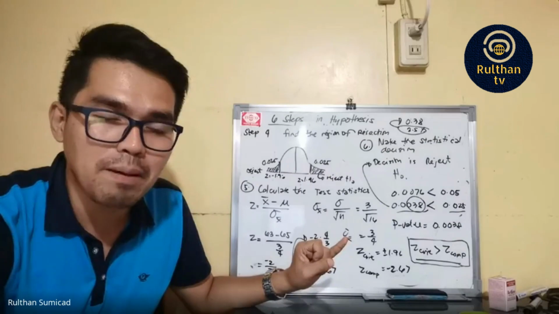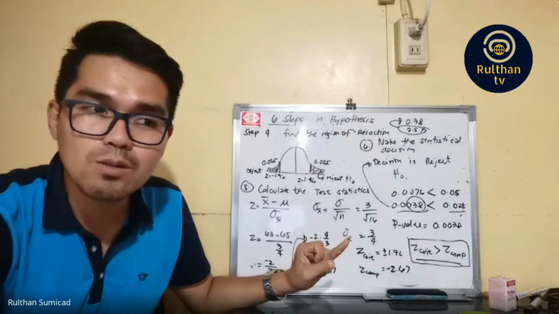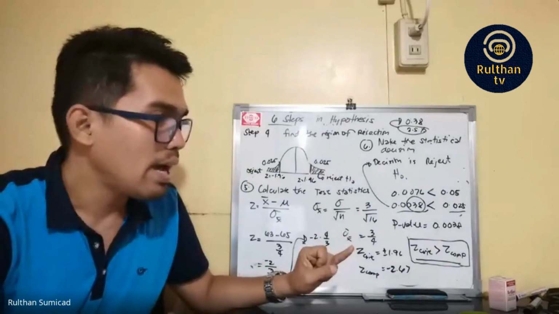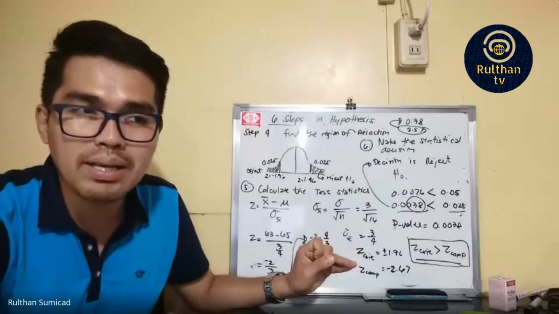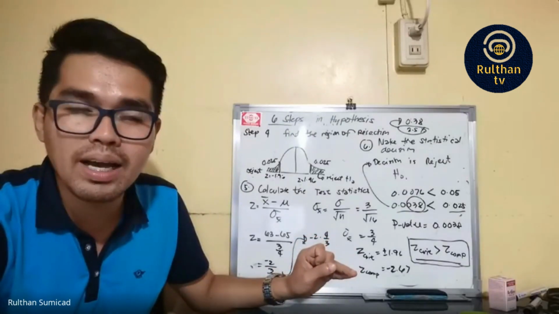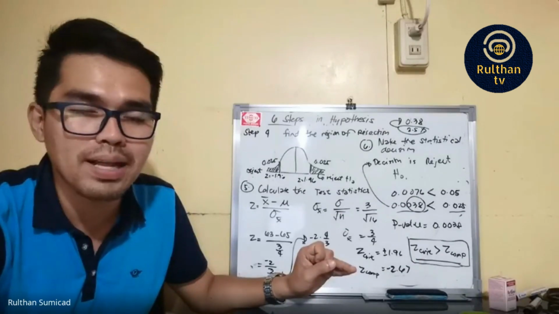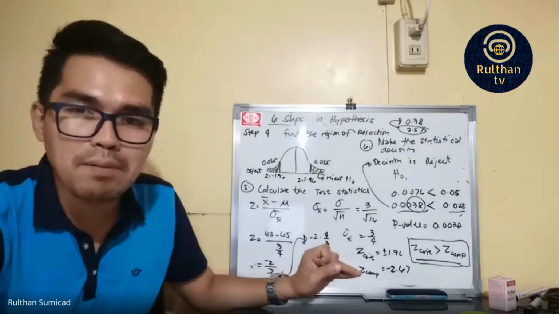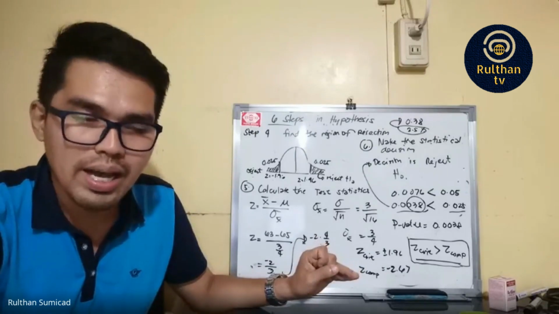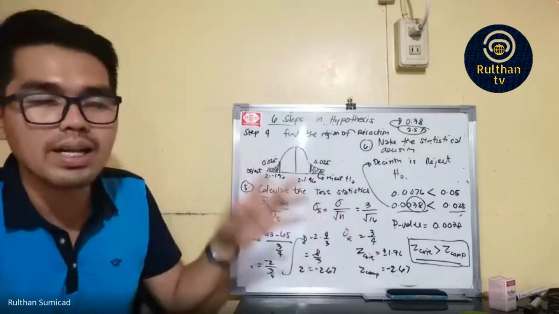deviation and the square root of our sample size. And then, when we have the standard error, we will solve the z value, which is given to us as the sample mean minus the population mean divided by the standard error. And then, with the result of that, we have done step 5.